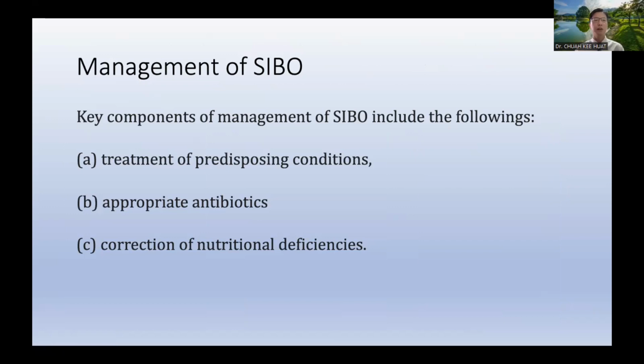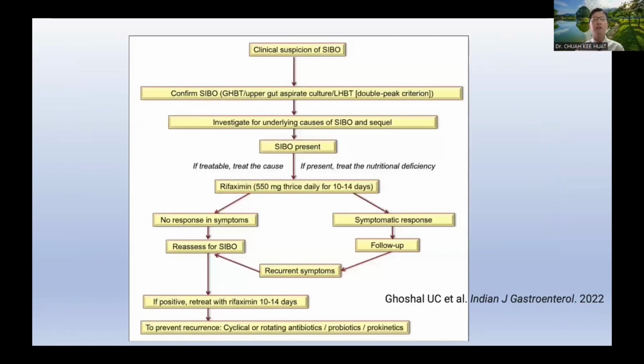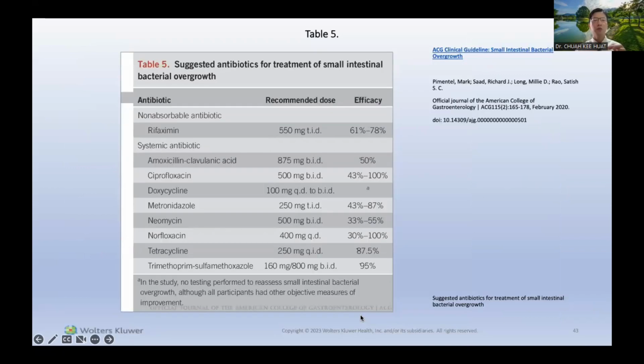Now, I just want to talk about the management of SIBO. There are a few key components we need to focus on: treatment of the predisposing condition if possible, appropriate antibiotics, and correction of nutritional deficiency if present. This algorithm shows that if SIBO is present by whatever diagnostic criteria we have used, we can treat with rifaximin. Then ideally we should try to manage the underlying condition that makes the patient susceptible to SIBO.